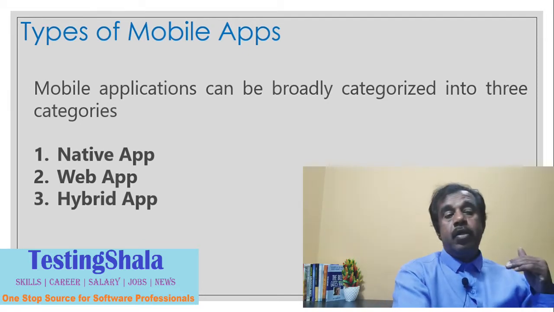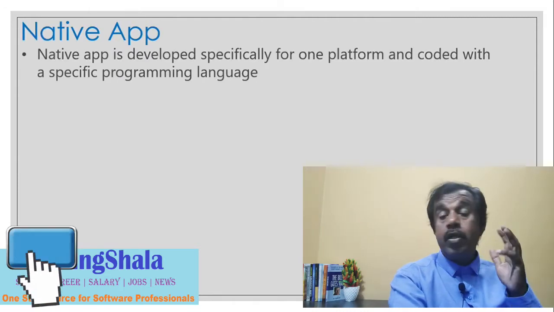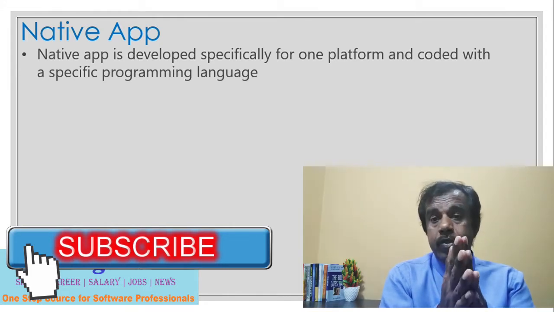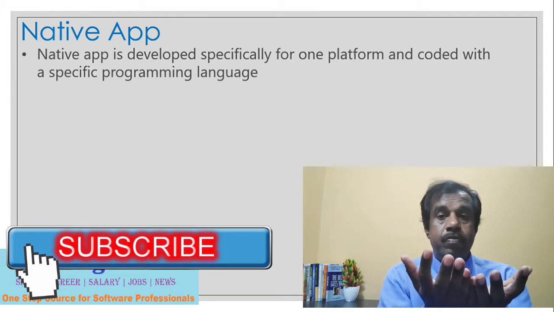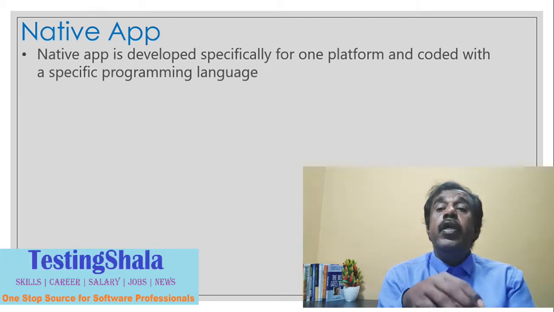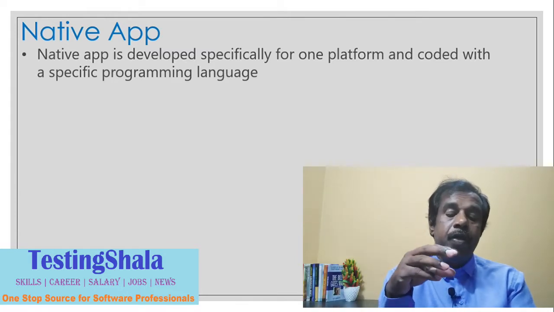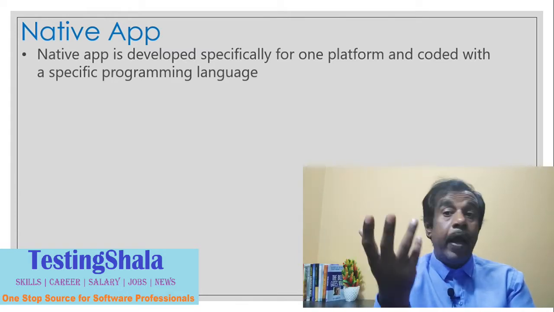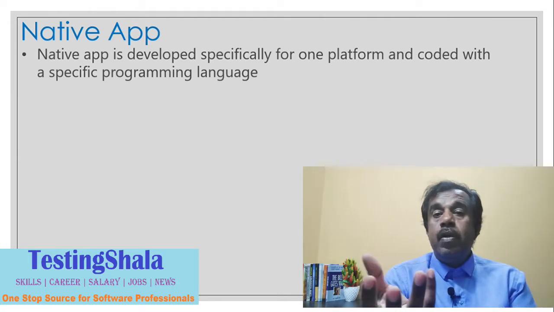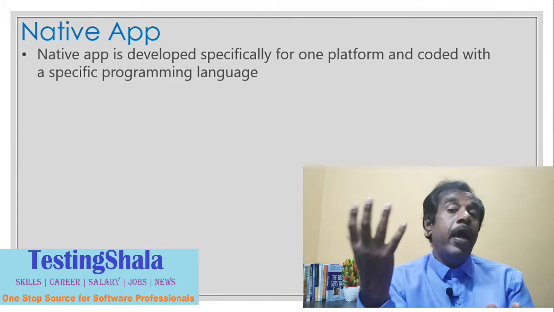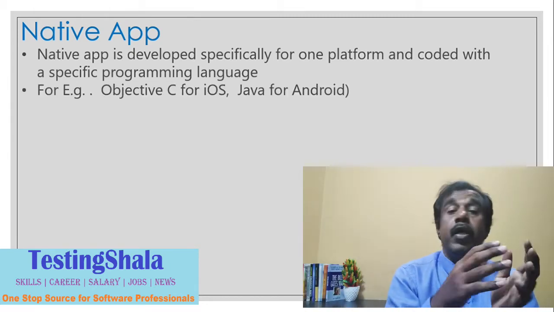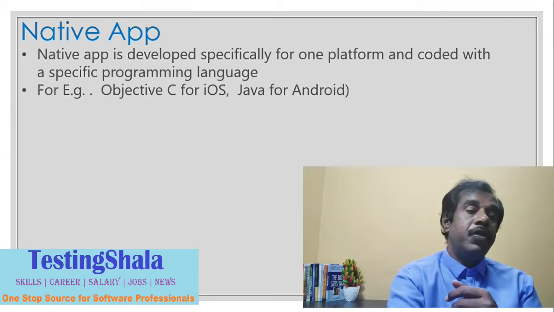So let us understand what a native app is all about. A native app has been developed to run on a particular platform. Whatever app is developed can only run on one platform. Let's say if the app has been developed for Android, it can only run on Android. And if the app has been developed for iOS, then it can run on the iOS platform, because it makes use of different programming languages altogether.